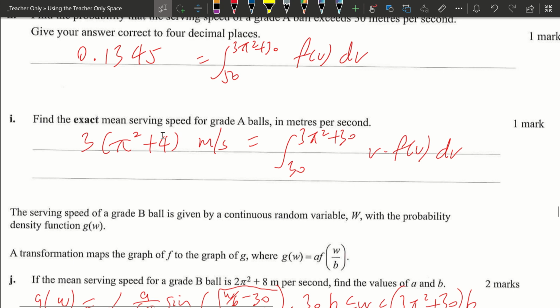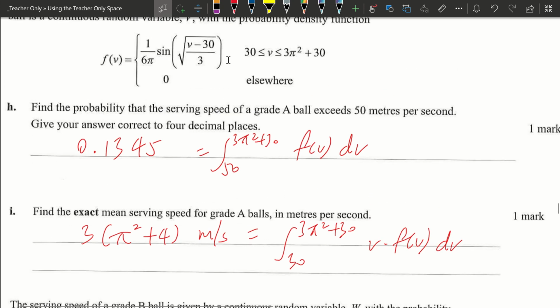And then it says find the exact mean serving speed. The definition of mean is the integration over the whole domain of the variable times the function, and you integrate, and this is all calculator, and you get the answer.